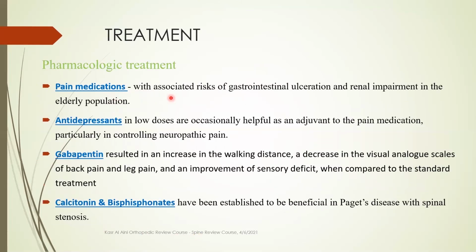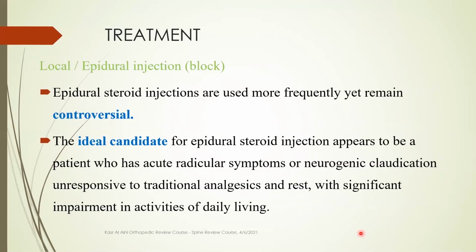Pain medications include paracetamol and non-steroidals, taking care of gastrointestinal effects and renal impairment. Antidepressants in low doses are occasionally helpful as an adjuvant to the pain medication, especially in neuropathic pain. Gabapentin resulted in an increase in walking distance, decrease in the VAS score for back and leg pain, and improvement in sensory deficit when compared to the standard treatment. Calcitonin and bisphosphonates have been established for patients with Paget's disease with spinal canal stenosis.